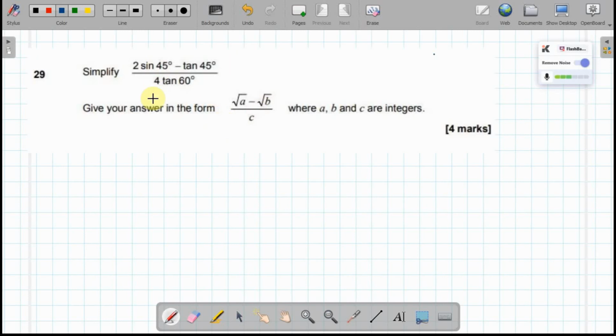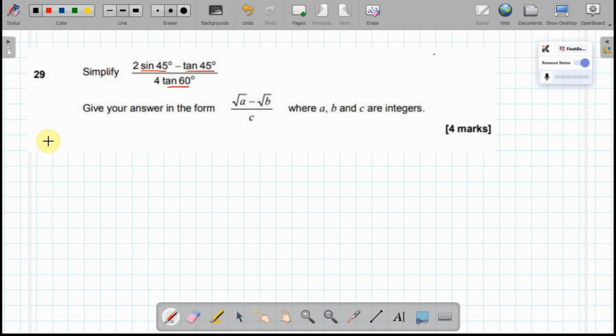It's got to do with surds. So let's start. It says simplify 2 sine 45 minus tan 45 divided by 4 tan 60 degrees. Okay, so when I've got a question like this, what I'm going to do is first try and highlight or find out the individual values of sine 45, tan 45, and tan 60, and then use them first to simplify the fraction.